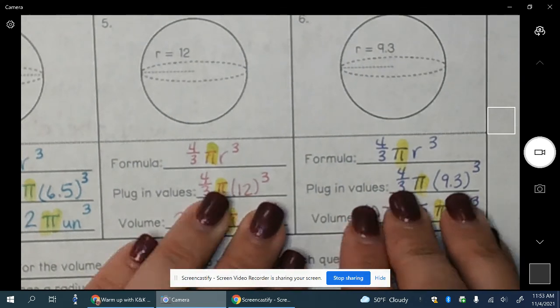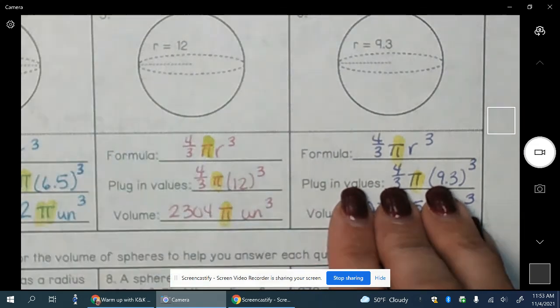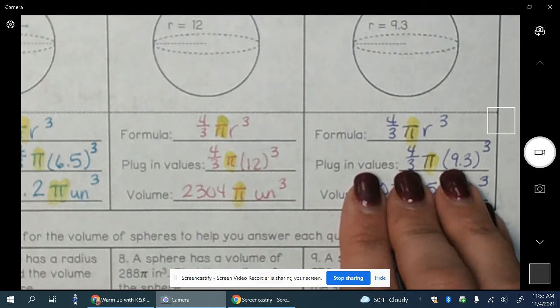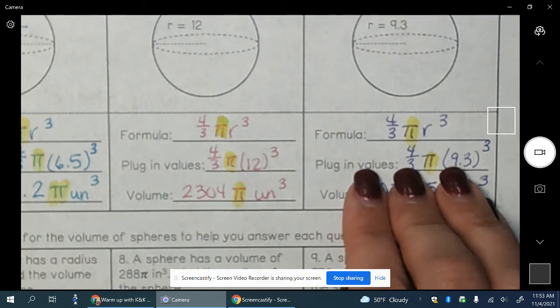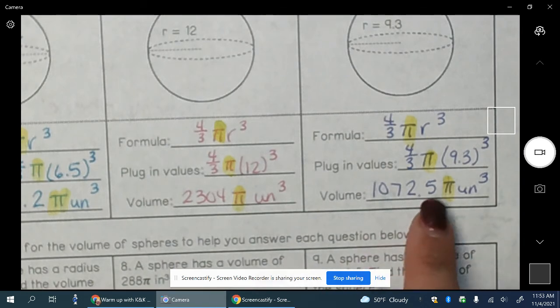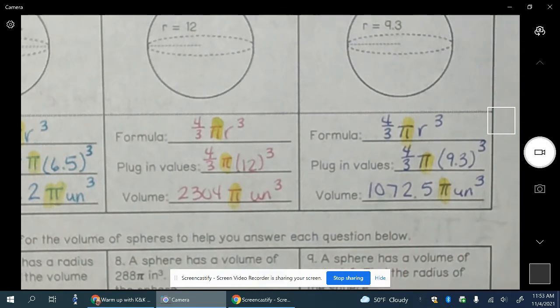Okay, Shreya, what'd you get for number 5? Perfect. Okay, 2304 pi. If you missed it, look up here. Brooklyn, what's number 6? 1,072.55 cubed. Very good. So if you missed it, make sure you look at your work. Make sure you look at my work. Okay? We're going to do number 7 only.